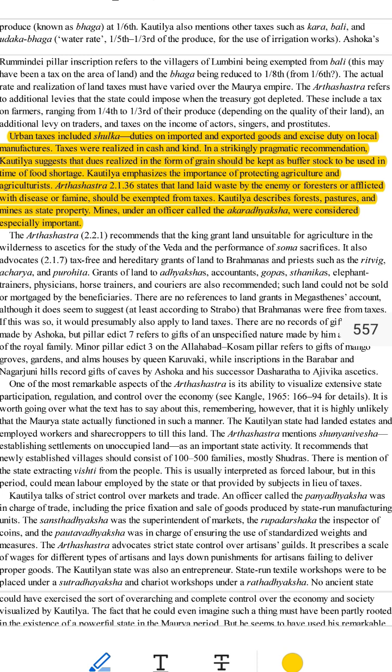1. Shulka. This is a tax on goods that are brought into, imported, or sent out of, exported, the city. Example. If someone brings oranges from another place to sell in the city, they might have to pay a tax on those oranges. If a trader takes silk to another place, they pay a tax on that too. 2. Excise duty. This is a tax on things made in the city, local manufacturers. Example, if a potter makes pots, he might pay a tax on each pot he sells in the market.